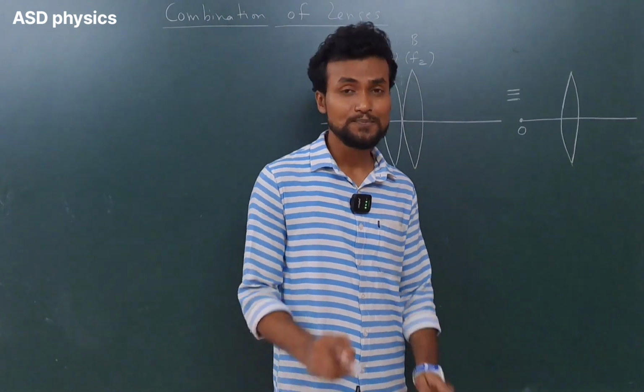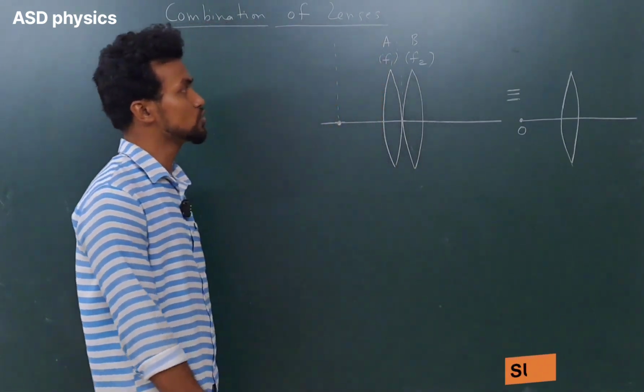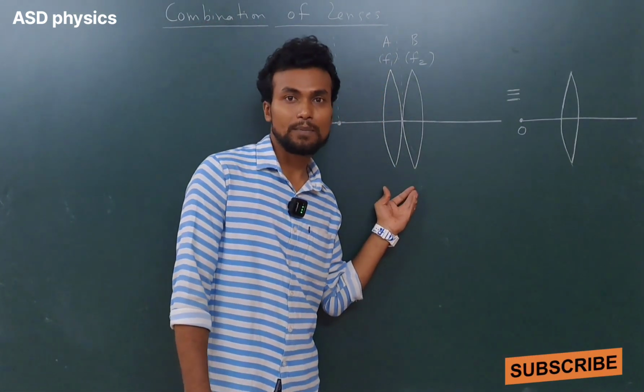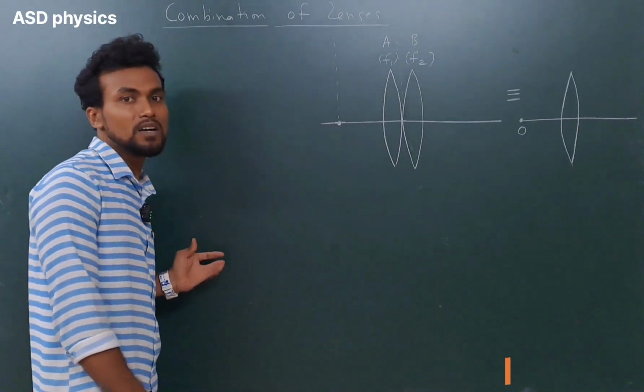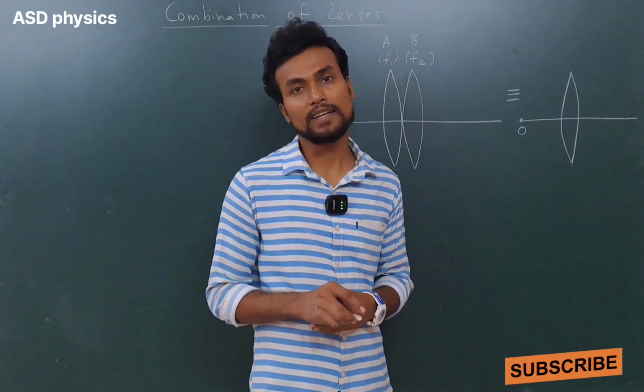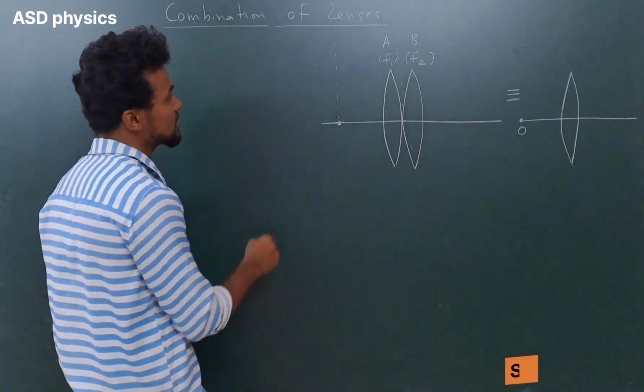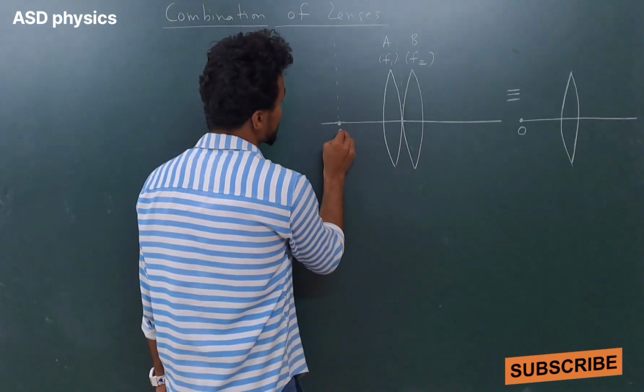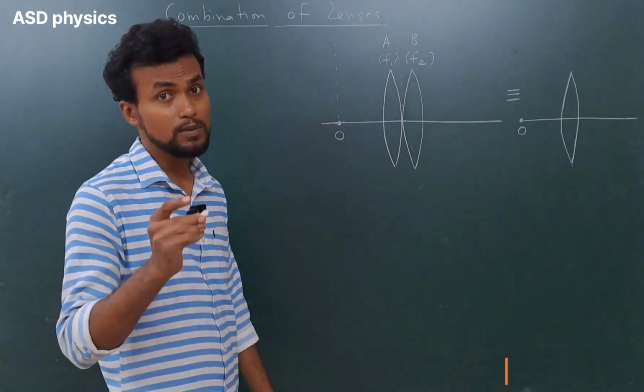Okay students, so what we are going to see here: first we will draw the ray diagram, we will write the formula, then after that we will compare with this one and we'll find out the equivalent focal length. Okay, so see here please, here students, I have taken one object O. Which object? A point object.